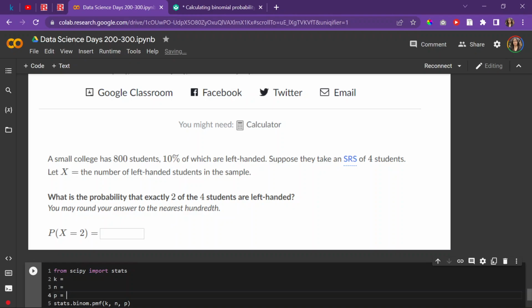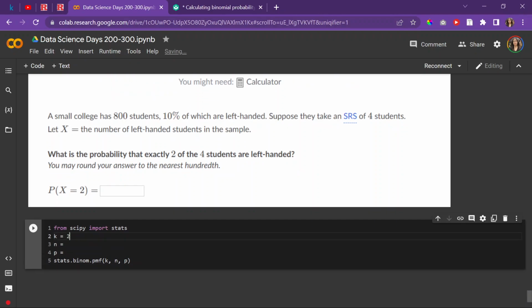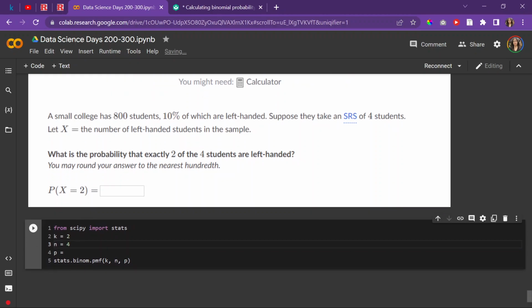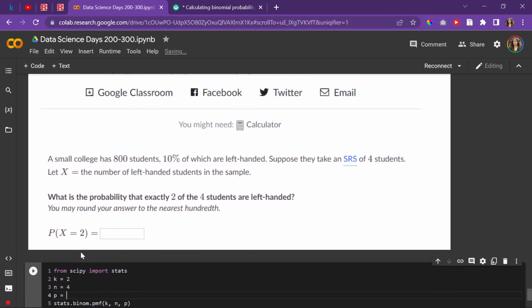k would be x, the number of left-handed students in the sample, so the number of successes that we're looking for, so that's 2. N is the number of trials, so how many students? 4 students. And the probability of a success, which is small college, is 10% of which are left-handed, so 0.10.